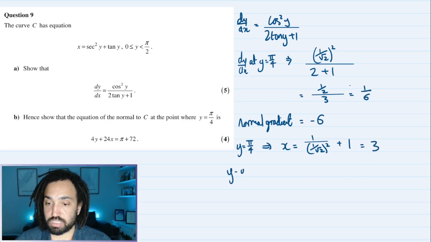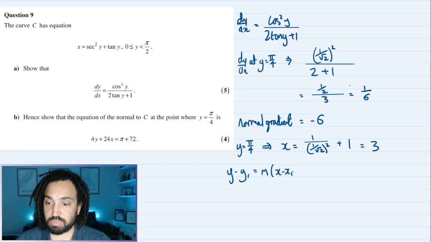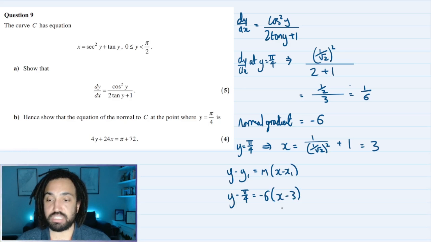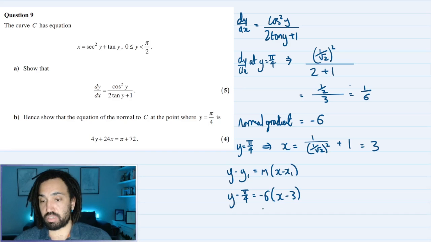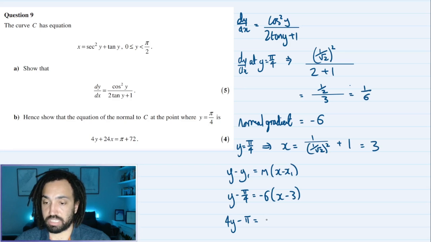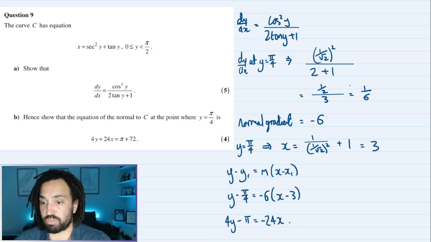Okay, now let's use our trusty formula. y minus y1 is equal to m times x minus x1. This gives me y minus pi over 4 is equal to minus 6, which is the gradient, times x minus 3, which is the x-coordinate. Times everything through by 4 gives me 4y minus pi is equal to minus 6 times x times 4, which is minus 24x, minus 6 times minus 3 is positive 18, times by 4 is 72.